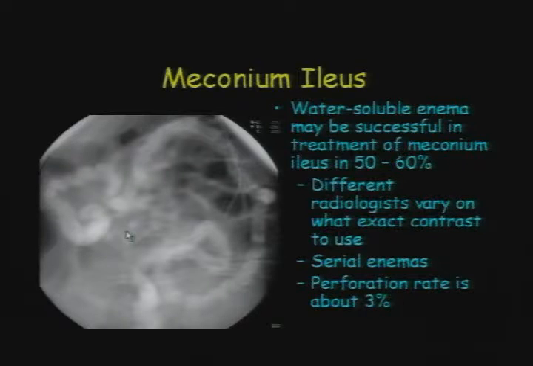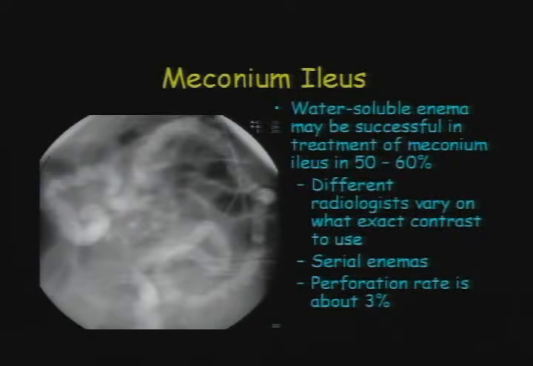We can use water-soluble enemas to try to break up that meconium and get the baby to pass it. And it's successful about half of the time, but it can take repeated enemas to do that. Different radiologists vary on what contrast you use. Some people say you have to use Gastrografin, and some people want to put Mucomyst in it. I think it's just anything that has a lot of water in it. I use diluted Hypaque Cysto. And again, you may need to do serial enemas.